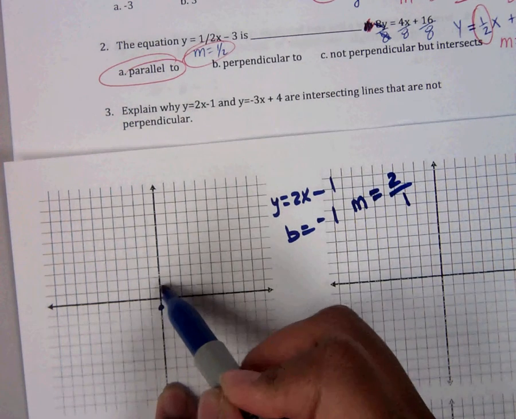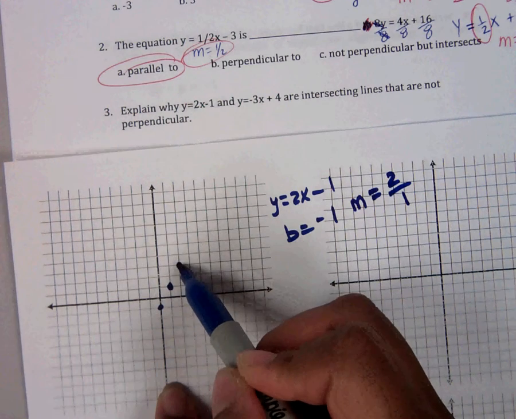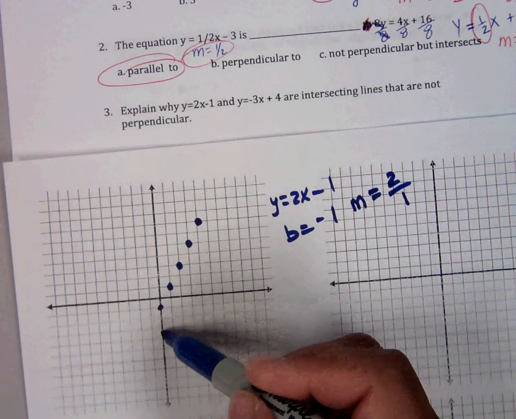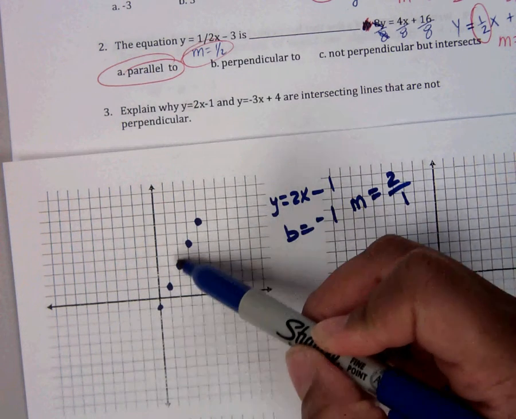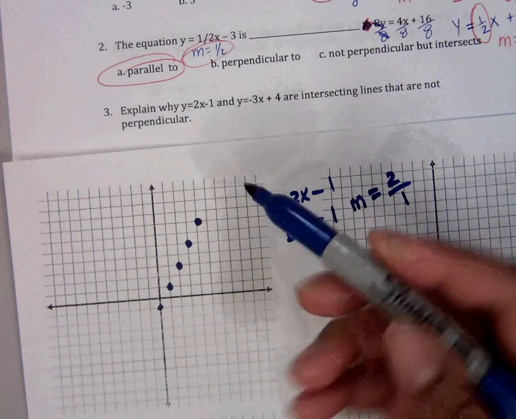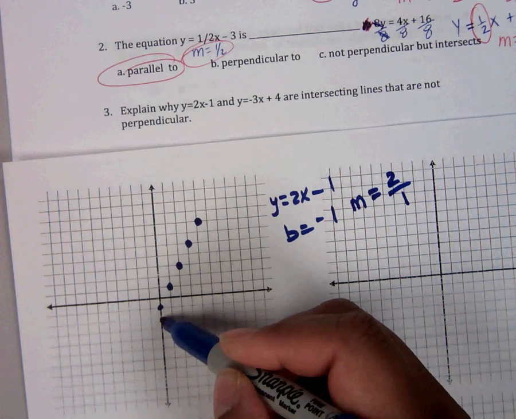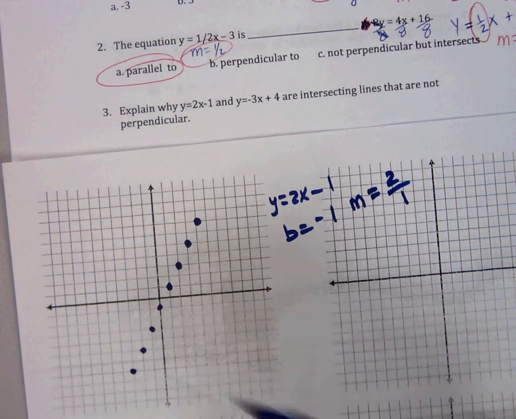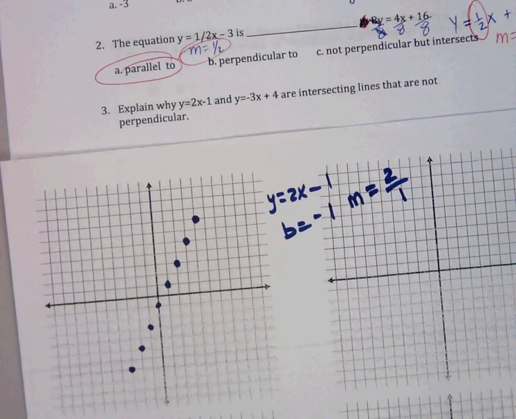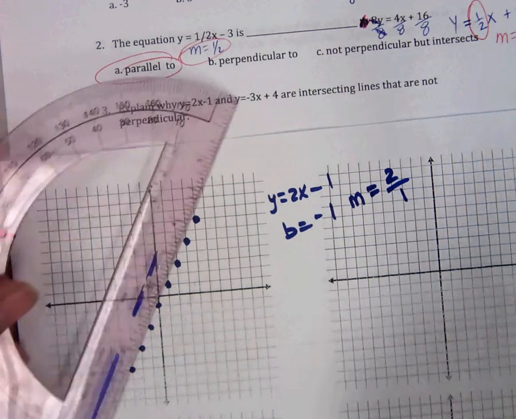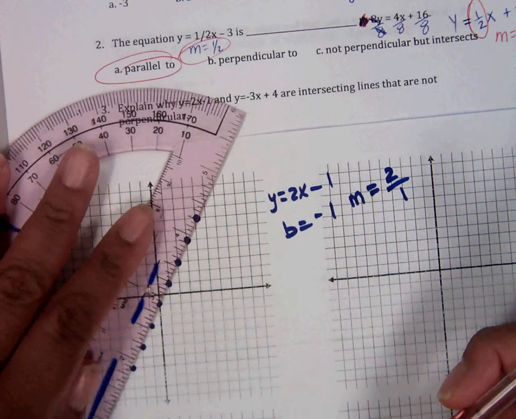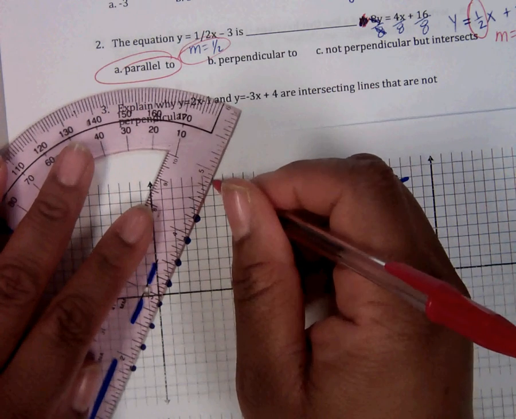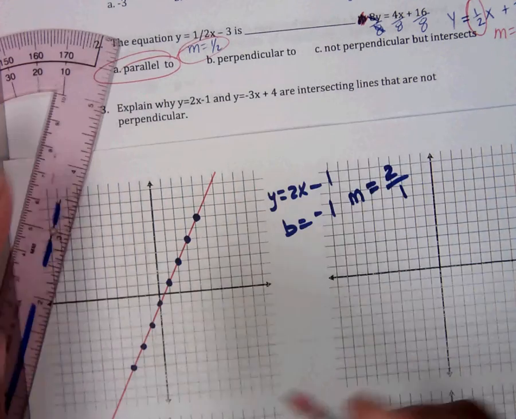So up 2 and over 1. Up 2 and over 1. Same thing. Then going the other direction, down 2 and left, down 2 and left. Okay, you need to use a straight edge to connect, so let me do that. And scoot it over so that it can go directly through the middle of these dots. Perfect.